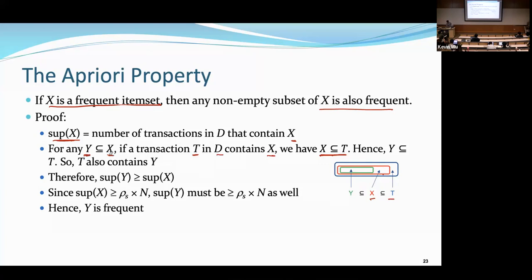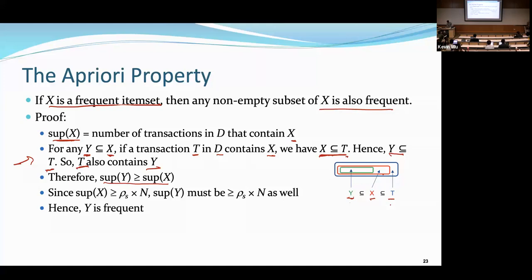But since Y is a subset of X and X is a subset of T, it means that Y has to be a subset of T as well. So Y is a subset of T, and therefore the transaction T contains Y, or supports Y, as well. So what we are saying is that if a transaction supports X, the same transaction must support Y as well. And therefore, the support count of Y cannot be smaller than the support count of X, because any transaction supporting X has to support Y.